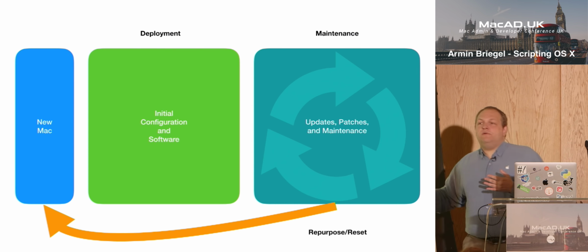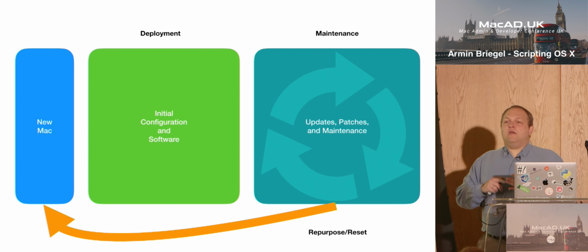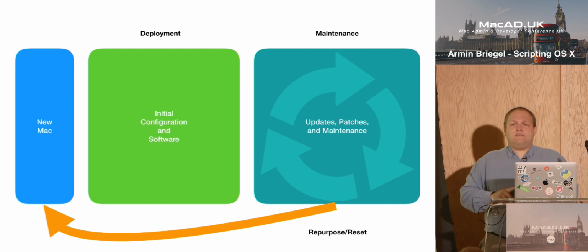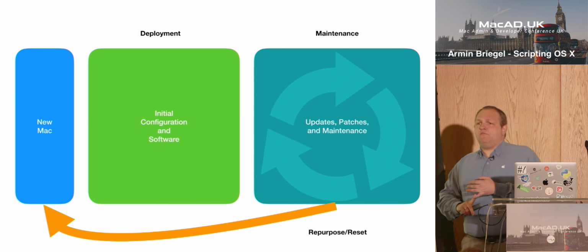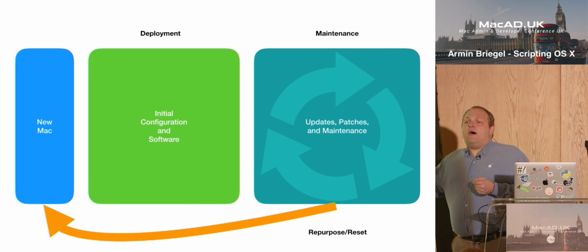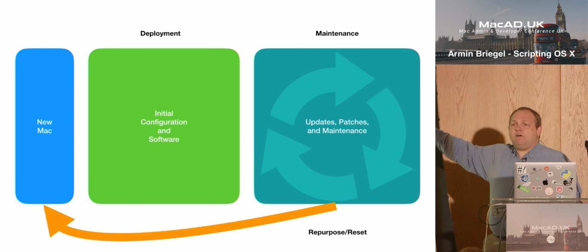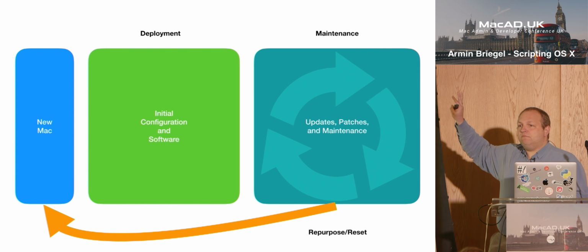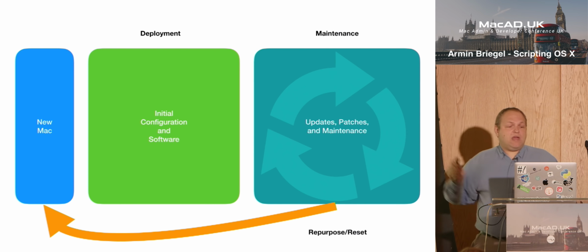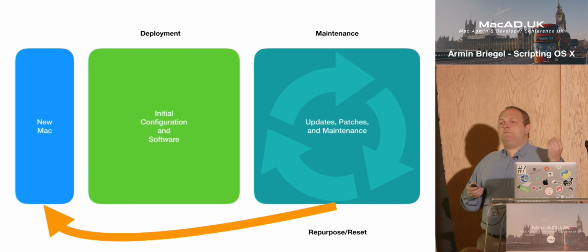It's an endless loop. You have updates to maintain. You have to check, is File Vault still on? Did the user turn it off for some weird reason? Is system integrity protection turned off for some reason? Well, we should turn it back on. And all of these things. This is an endless cycle, and we're not going to talk about that today, even though, as admins, this is the bulk of our work. I'm interested in the green area, the initial configuration, the deployment area.